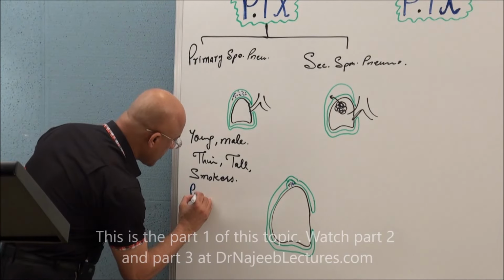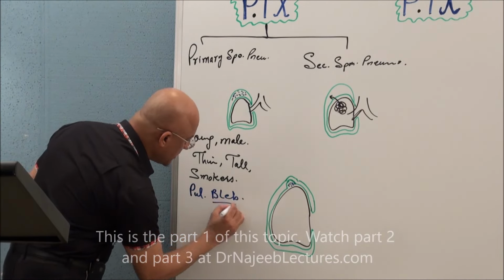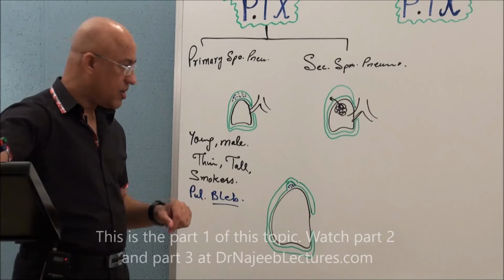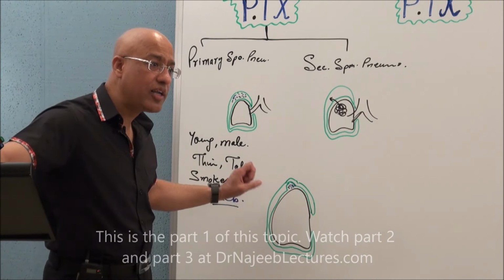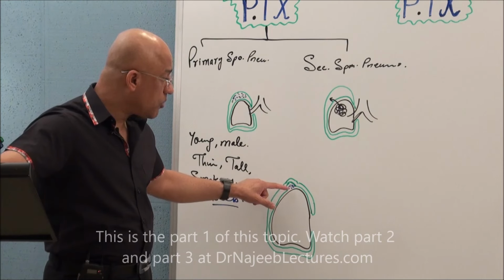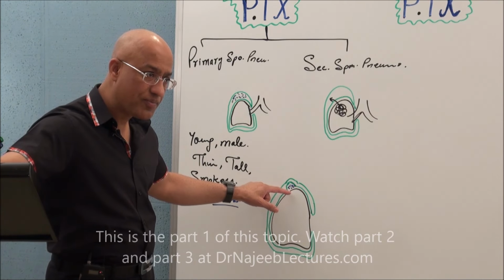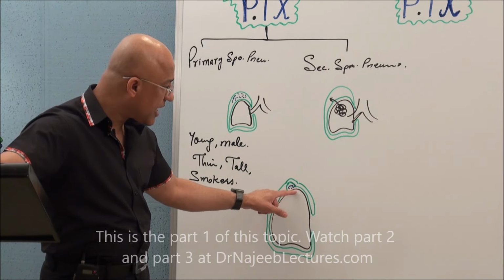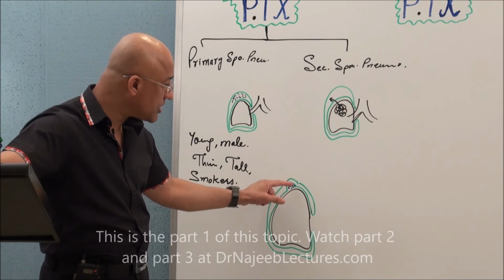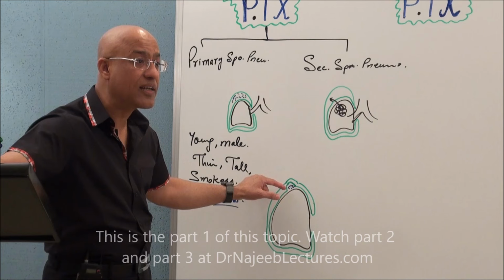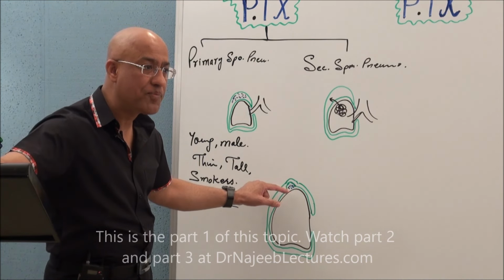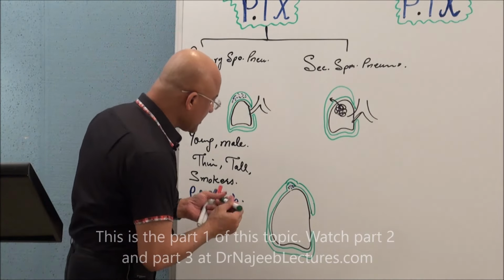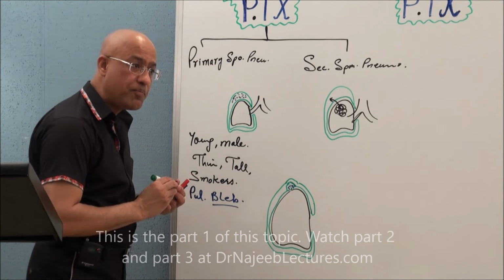It is a pulmonary bleb. So many young, tall, thin males may have multiple subpleural blebs. What are these blebs? These are air pockets which are between the lung parenchyma and the visceral pleura, or sometimes in between the two layers of visceral pleura. In that case, we call it an intrapleural bleb. So there may be a subpleural bleb, or if it is like that, then it is an intrapleural bleb.